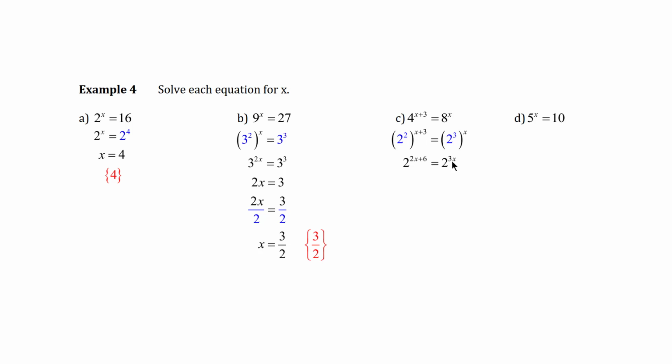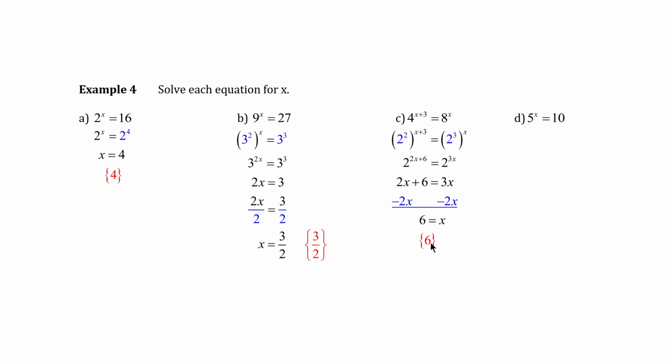Next, we apply the uniqueness property of exponents. We get 2x plus 6 equals 3x. From here, we need to move all the x variables to one side of the equation, so I subtracted 2x from both sides. The result is 6 equals x, and now we write our final answer in set notation, which is a set of curly brackets and 6 on the inside.